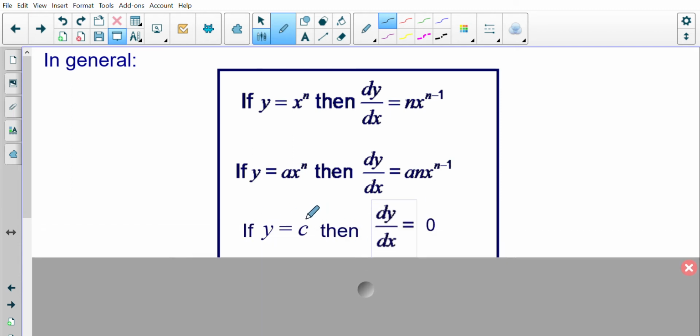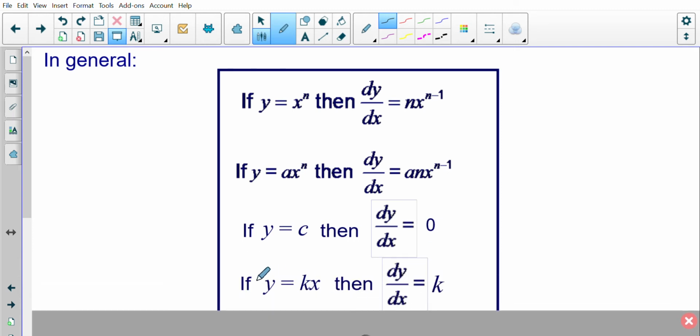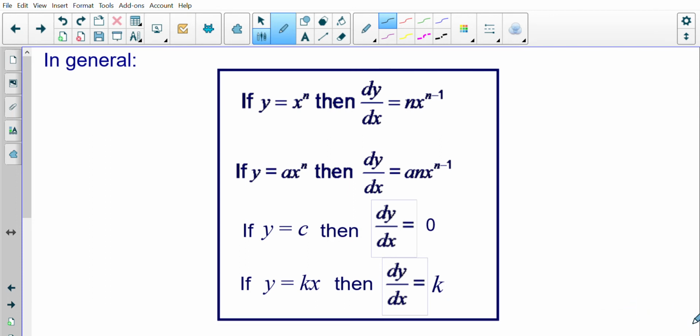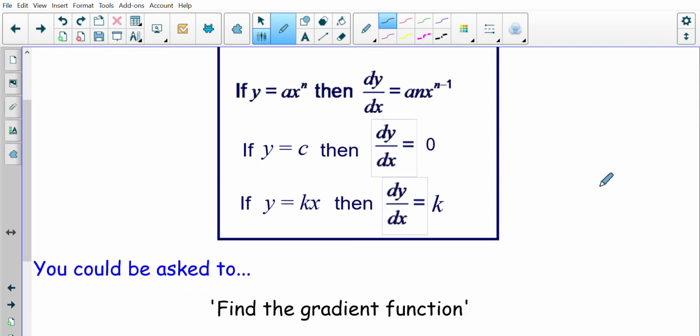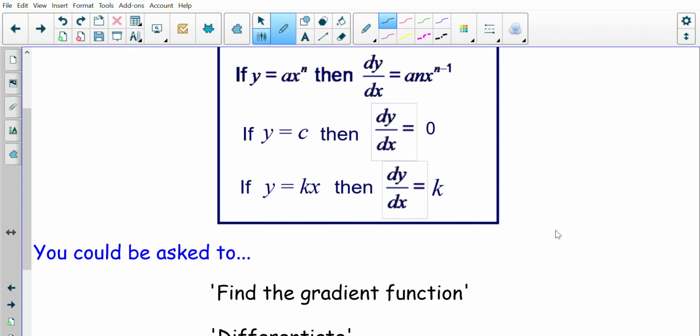If y equals c, where c is just a constant number, well, that's the equation of a horizontal line, so the gradient dy by dx is always going to be 0. If y is equal to k, where k is some constant, times x, well, we know that that's going to be a straight line where the gradient is just equal to the coefficient of x, so dy by dx is simply k.